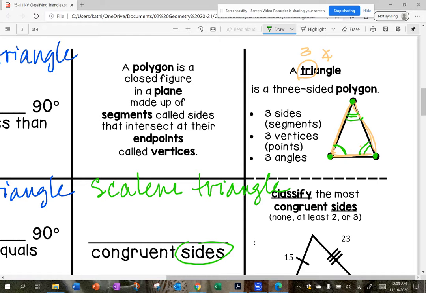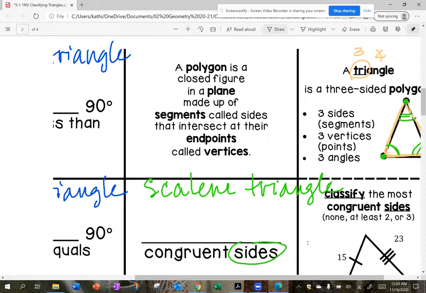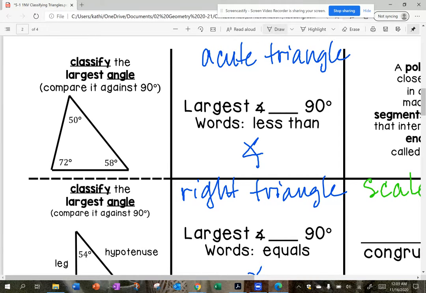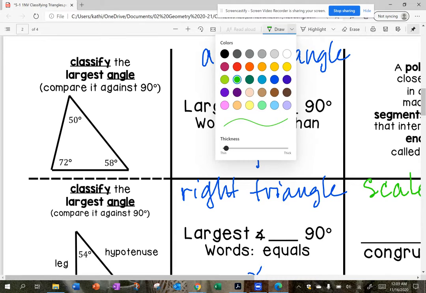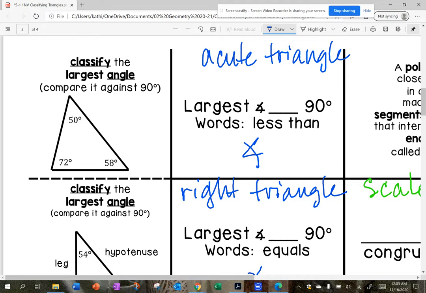are here. All right, so let's start by classifying by angle. So when I want to classify by an angle, I want to compare the largest angle against 90 degrees. So I'm going to look at my triangle and compare it against the largest angle. So the largest angle in this triangle is 72 degrees. So 72 is less than 90. When I am less than 90, I have an acute triangle when the largest angle is less than 90.